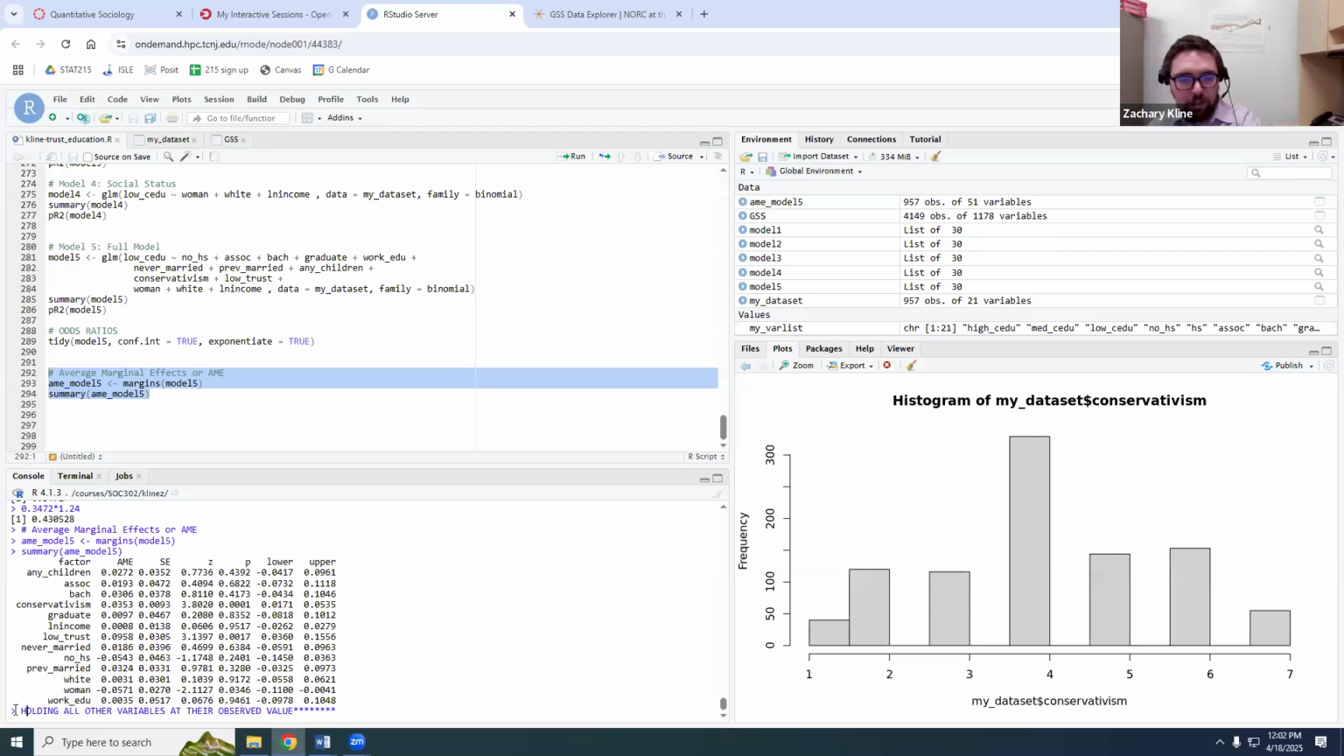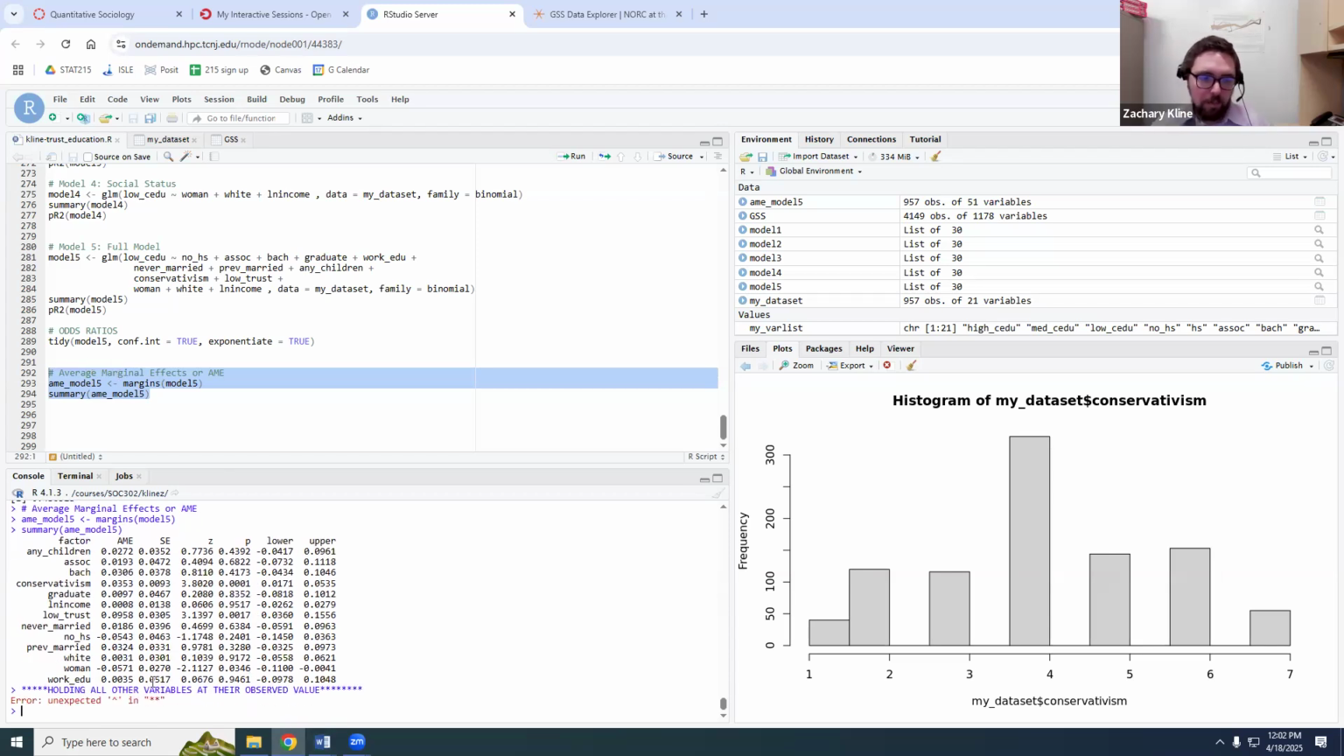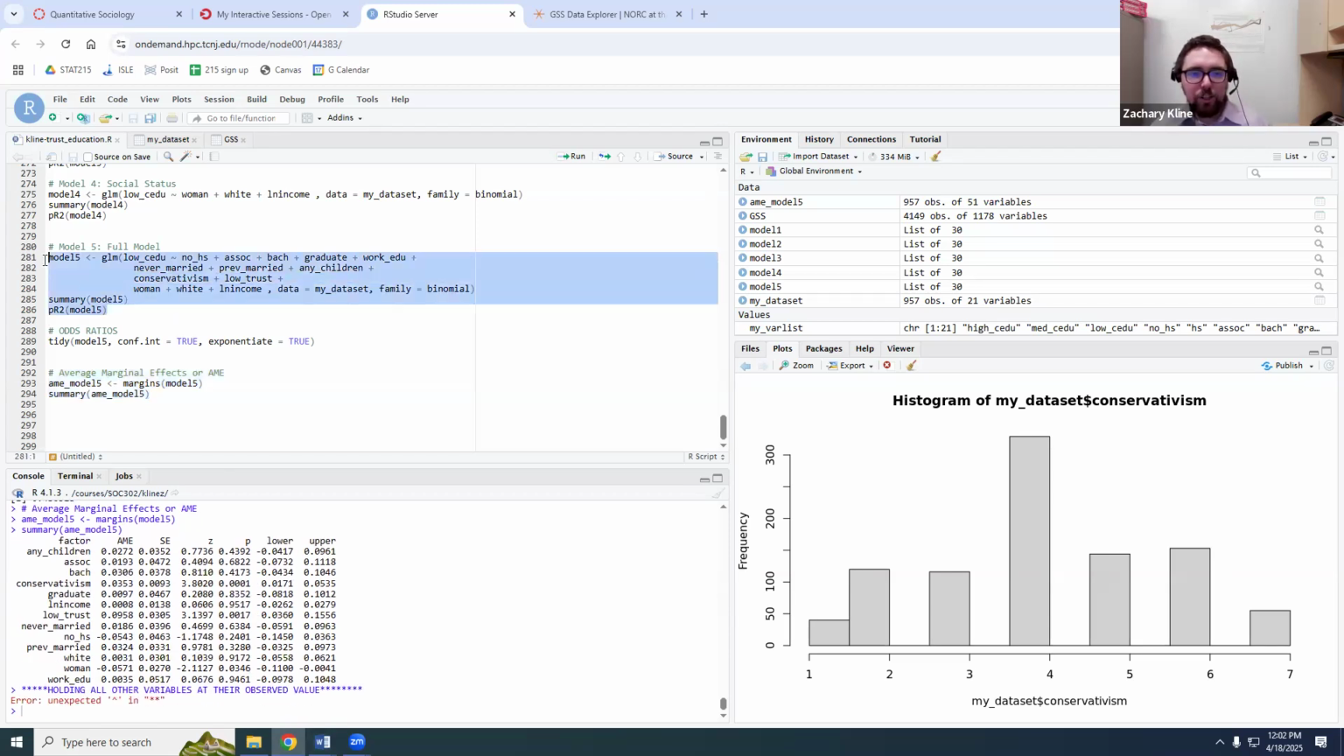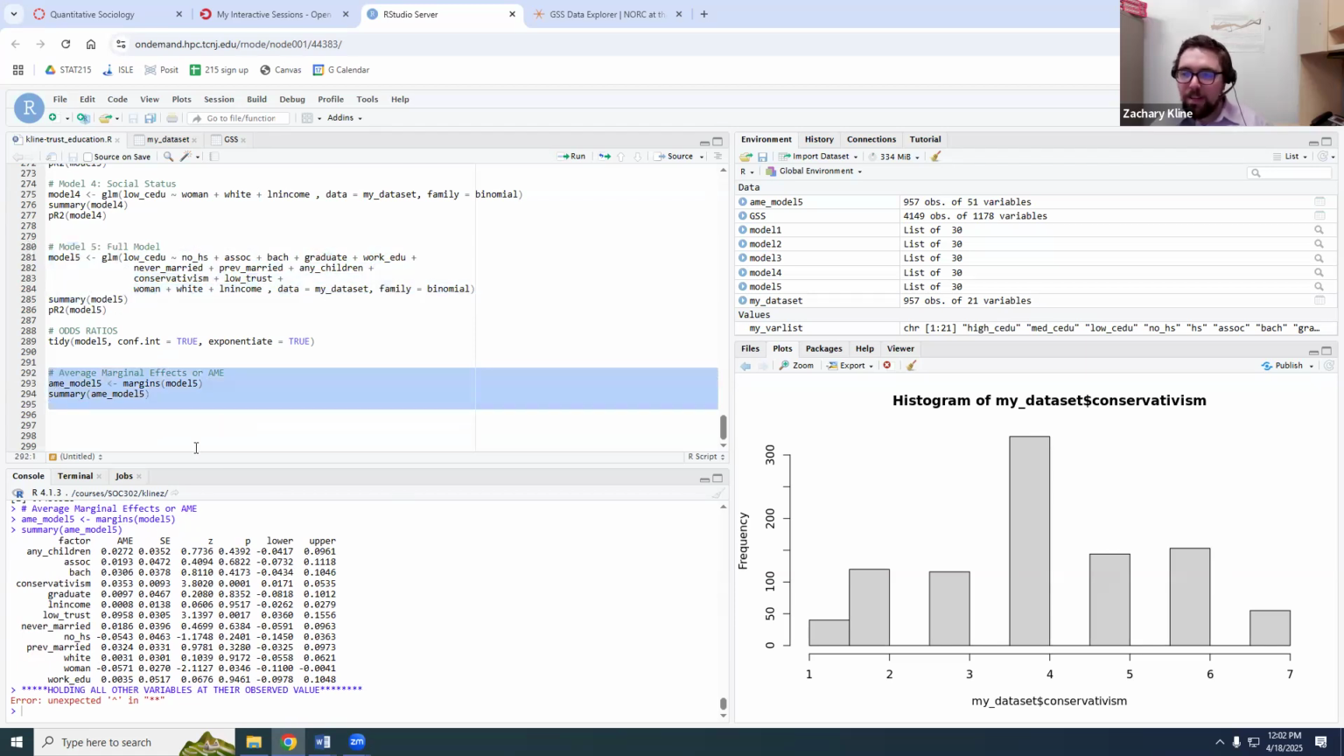I forgot to mention this. I'll do this when I do the video on interpreting odds ratios. We're still doing the same thing we did before. We can say holding other variables at their observed values. AMEs are not holding variables constant; odds ratios hold all other variables constant. AMEs are holding all other variables at their observed values.